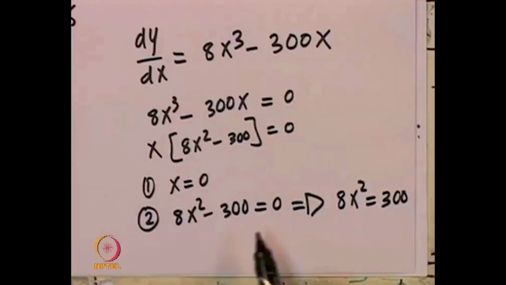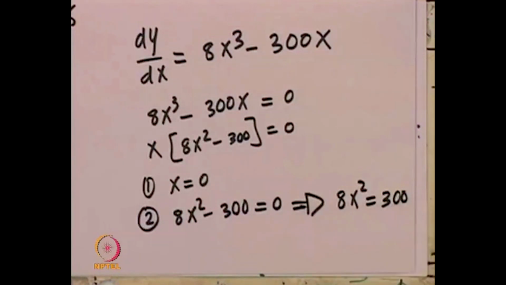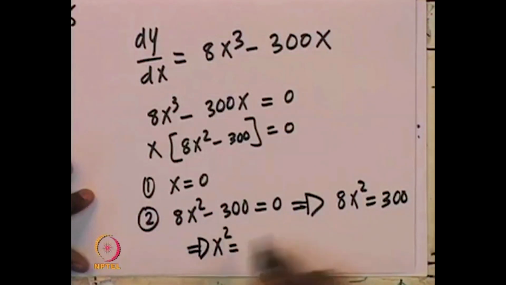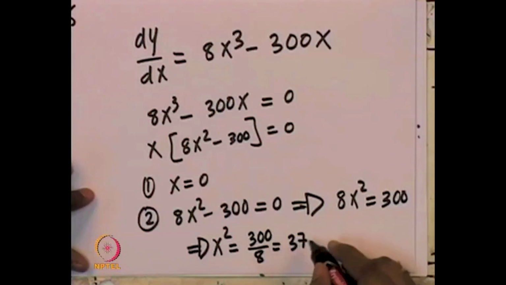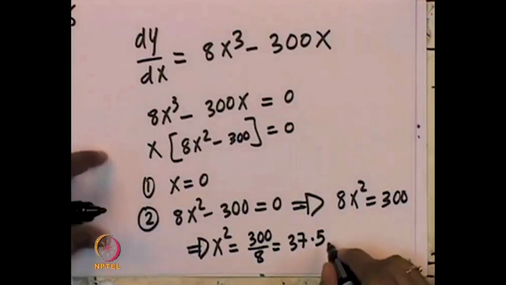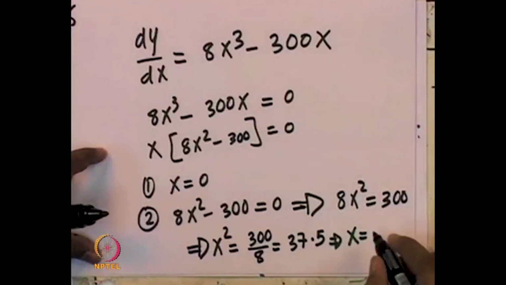That's what it means. 8x square minus 300 equals 0 implies that 8x square equals 300. This implies that x square is 300 by 8, which is 37.5. So x square is 37.5. So x is the square root of 37.5, which gives x is equal to plus or minus square root of 37.5.